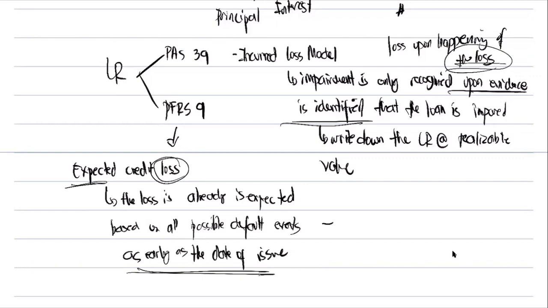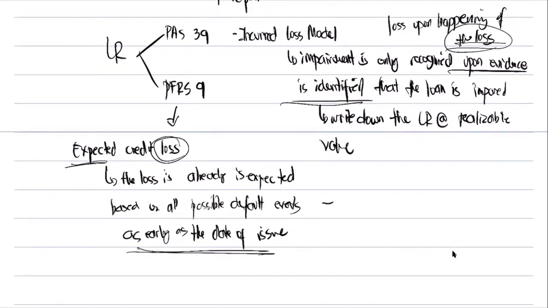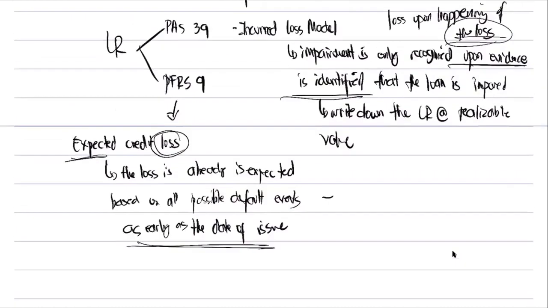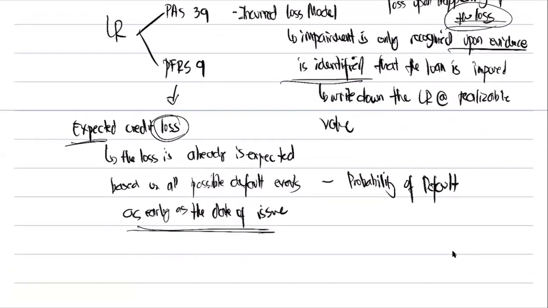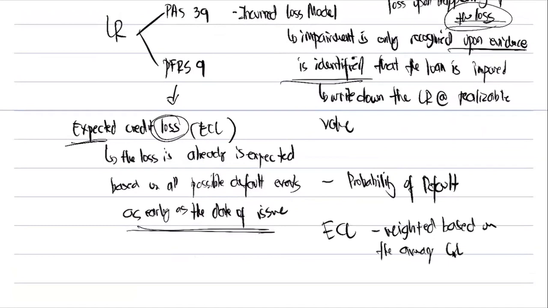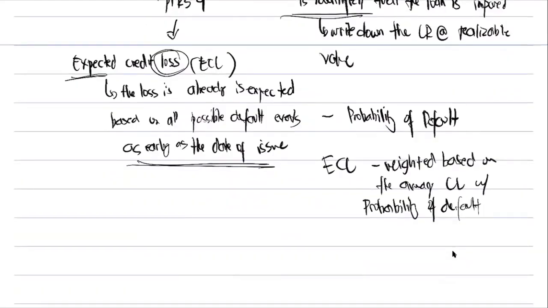So dito, magigets ninyo mamaya sa mga, baka nabasa nyo na rin to, or napapansin nyo dun sa textbook, meron tayong tinatawag na probability of default. Sir, ano ba yung gamit ng probability of default dyan sa expected credit loss natin? So tong ECL kasi natin, the expected credit loss, is weighted based on the average credit losses with probability of default. Okay, so in short, our ECL is computed based on the weight of the probability of default.